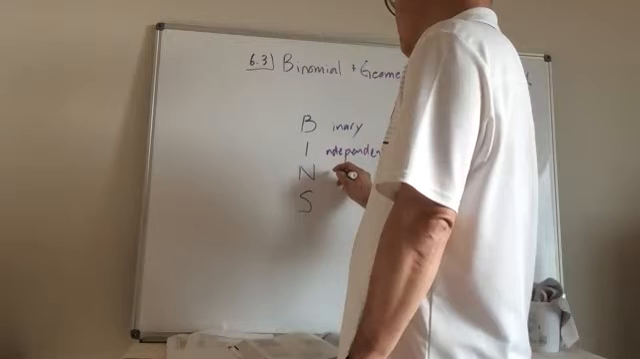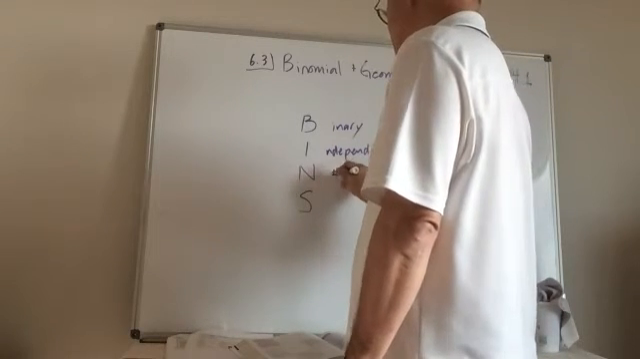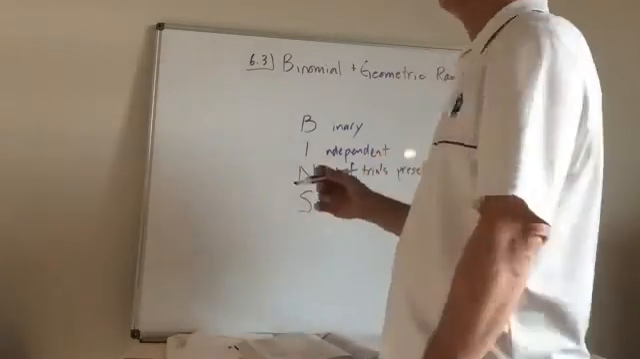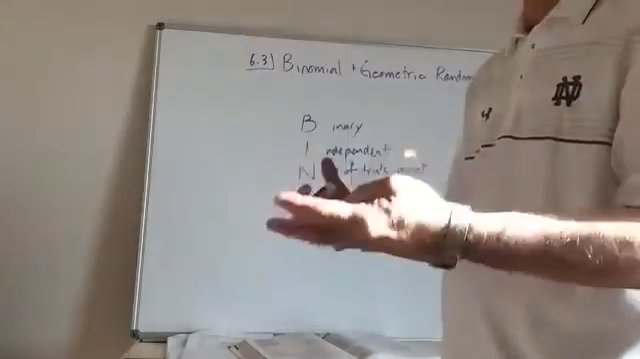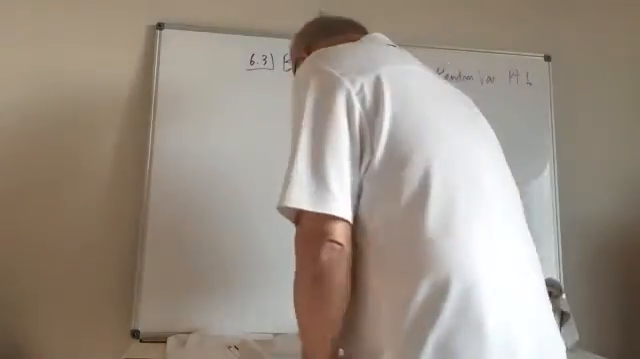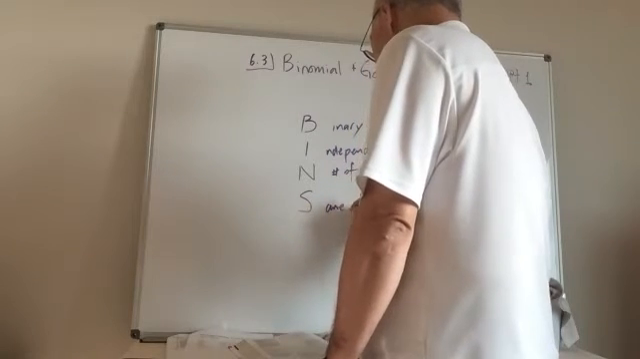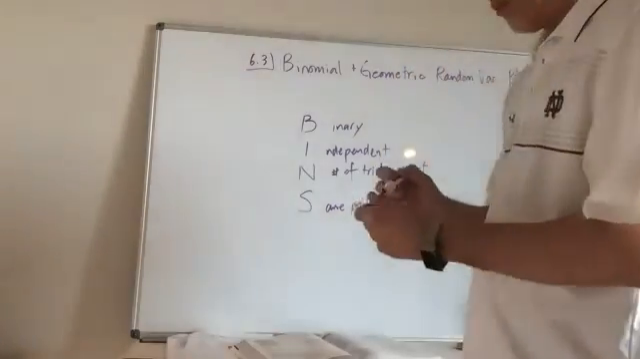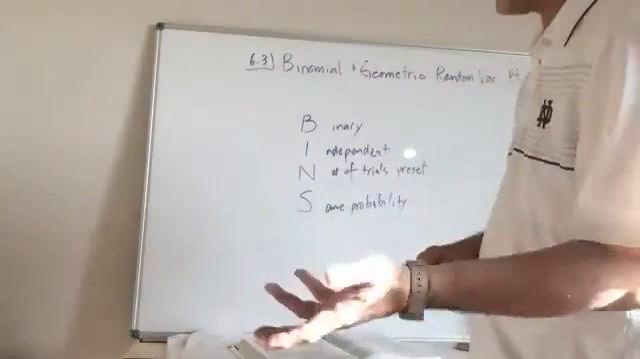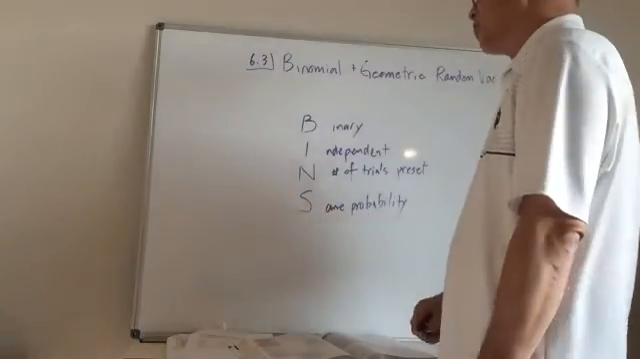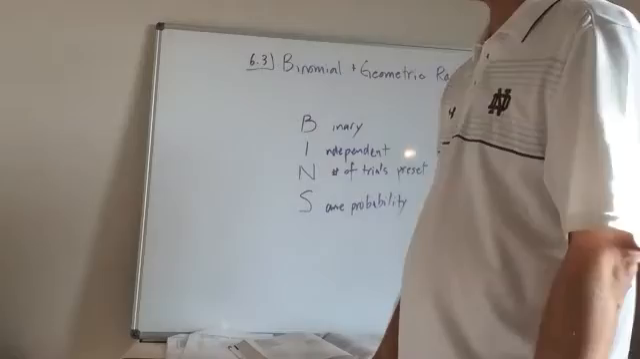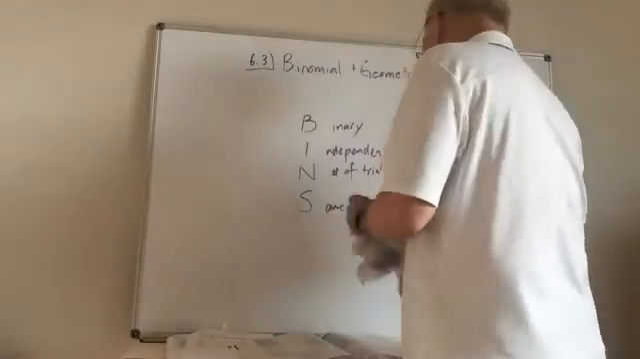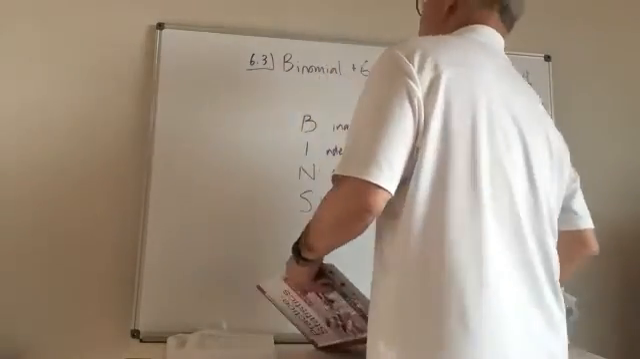And then N, the number of trials, is preset. In other words, we know before we start how many times we're going to do this. And then S means the same probability. So the probability you use on throw 1 is the same as on throw 10 and throw 20, the same probability all the way through. These are the 4 things you have to check to make sure it is actually a binomial situation. Let's read the example on page 405 and see if each one of these is binomial or not.